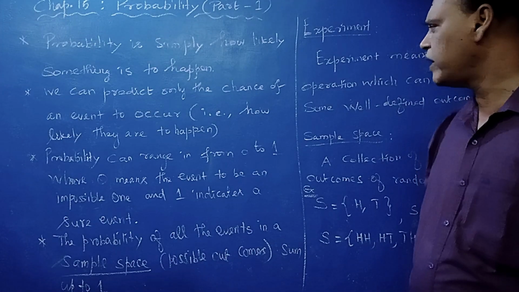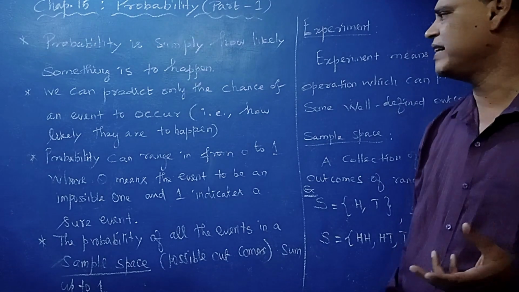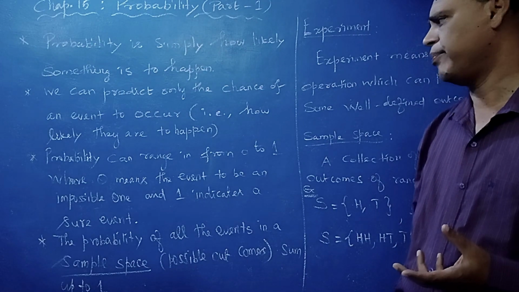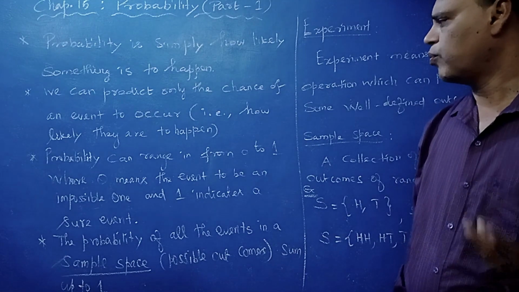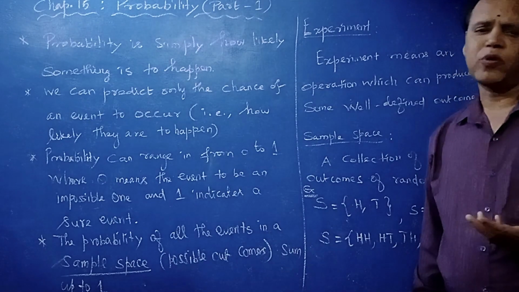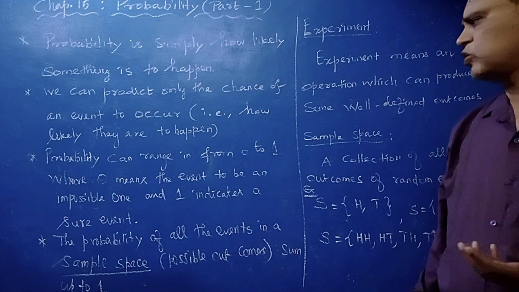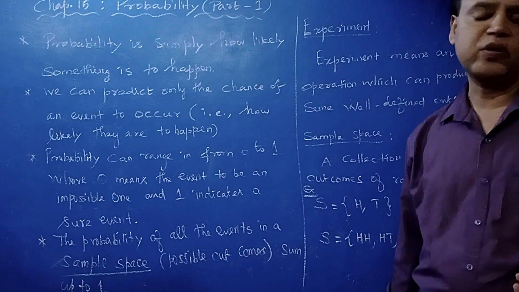We can predict only the chance of an event to occur, that is, how likely it is to happen. Clear? This is uncertainty. Probability can range from 0 to 1. The probability value is always from 0 to 1, where 0 means the event is an impossible event.